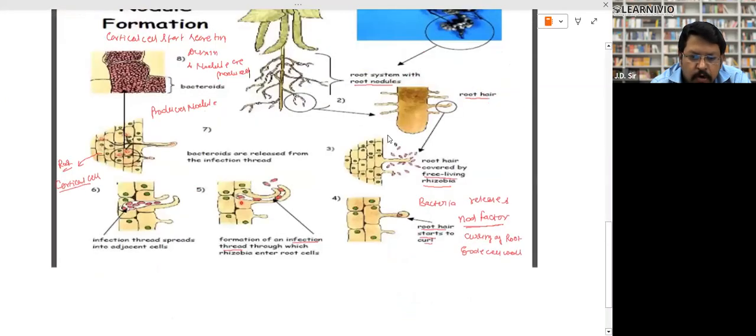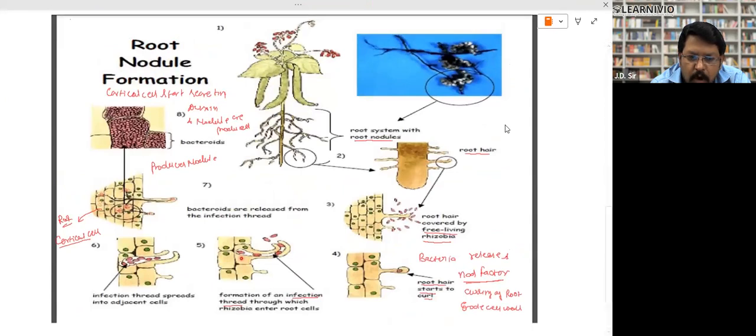This is the nodule formation. All the pulses plants have nodules in their root, right? Small nodules, you can see in this diagram. All the pulses plants have nodule-like structures. Pulses come under a family Malvaceae, right? The plants which belong to it, like gram, like pea, all have nodules in their root, and these nodules are basically meant for nitrogen fixation.